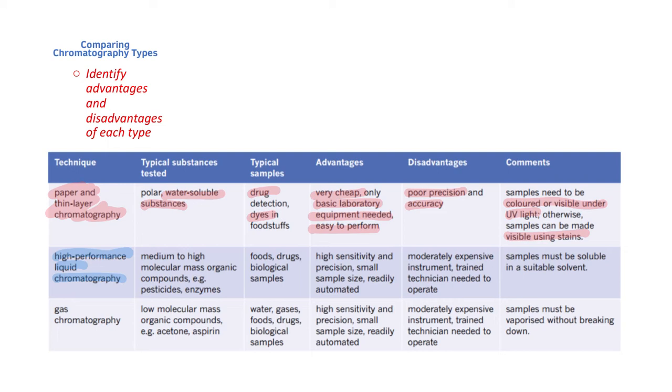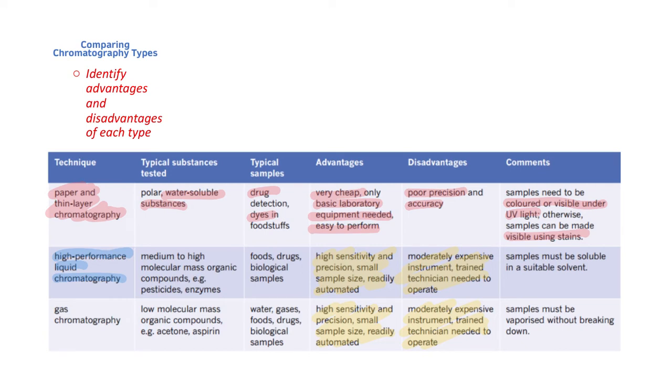What you'll notice is that for high performance and gas chromatography, these are effectively the same. It is definitely more expensive. You have a much higher precision. You'd need a smaller sample size, so you need less of the sample, and it's readily automated, which means it can be done by a computer, right?